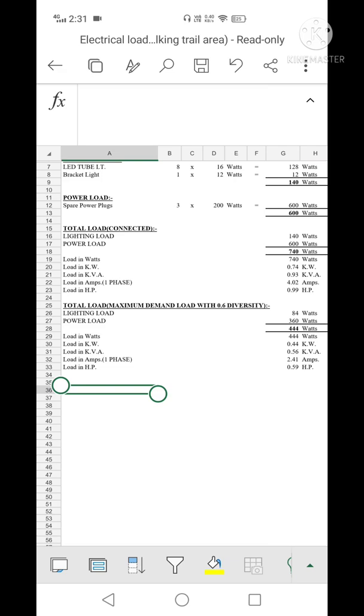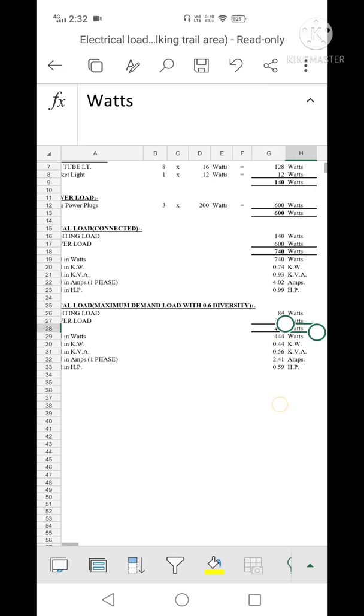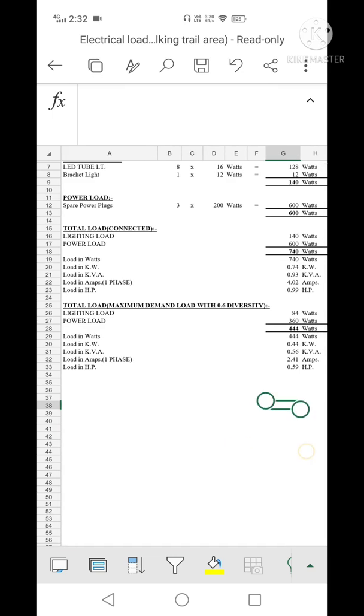Then after that, when you multiply this, we'll get a value of 84 and the power for the 360. Then when we add it, it will be 444. After that, we have to convert all these values again as we converted above, so we'll get the load, HP and everything. So for the single phase load, for 440 volts, our system will draw around 2.41 amperes.